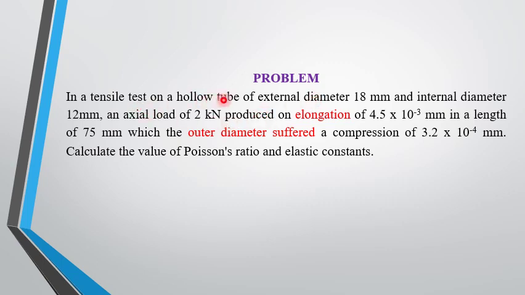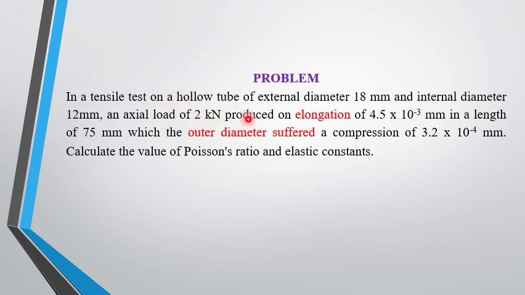So here it is a tensile test on a hollow tube, so we have outer diameter and internal diameter. So 18 mm outer diameter and internal diameter 12 mm. Next, the given load is the axial load P. So that's called axial load, means tensile load.